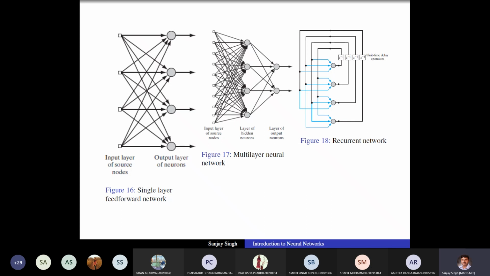Now there is another kind of network architecture we discuss, called the recurrent network. Recursion is the process. If you see here, this is the output and this Z inverse. Z inverse is a notation for a delay element, meaning whatever is there will be delayed by 1 unit. So what do you mean by that delay?